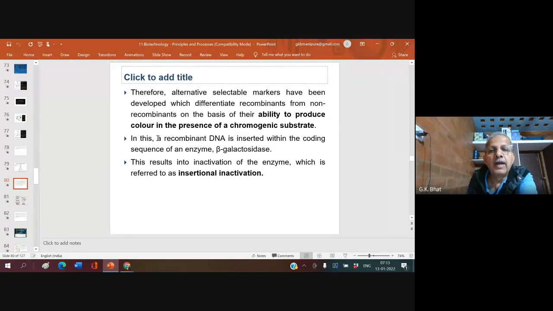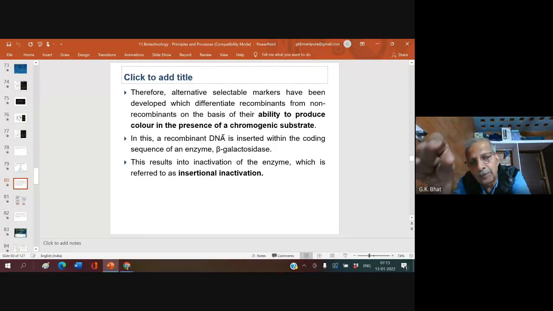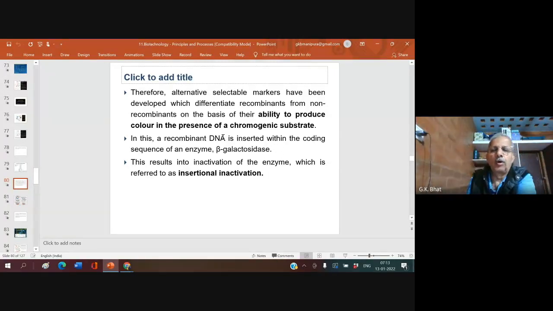In this, a recombinant DNA is inserted within the coding sequence of an enzyme. We already have a plasmid with the gene of interest, which we have added to that. Here, the recombinant DNA is inserted within the coding sequence of the enzyme beta-galactosidase. This results in inactivation of the enzyme, which is referred to as insertion inactivation.